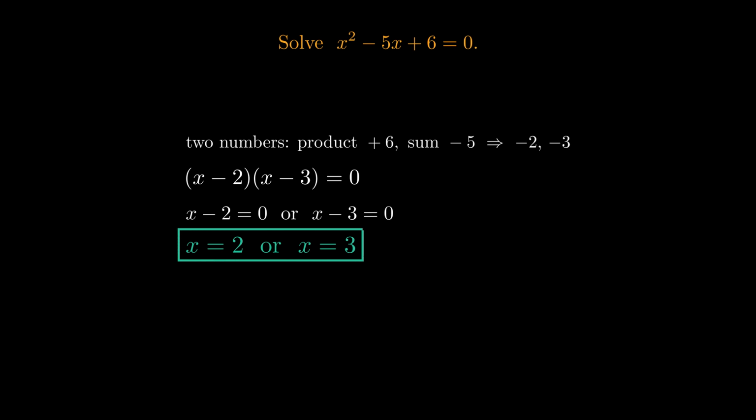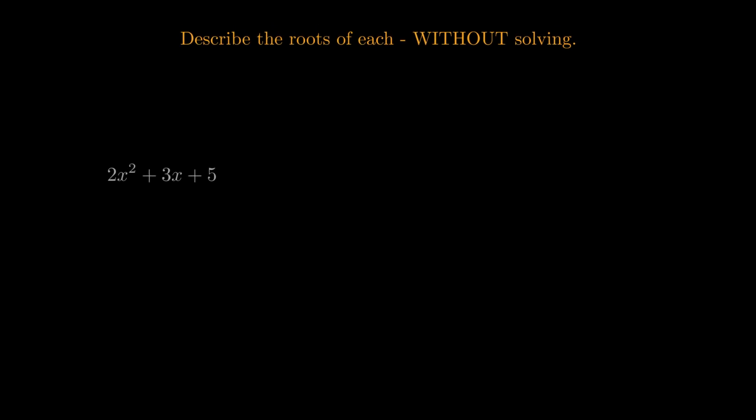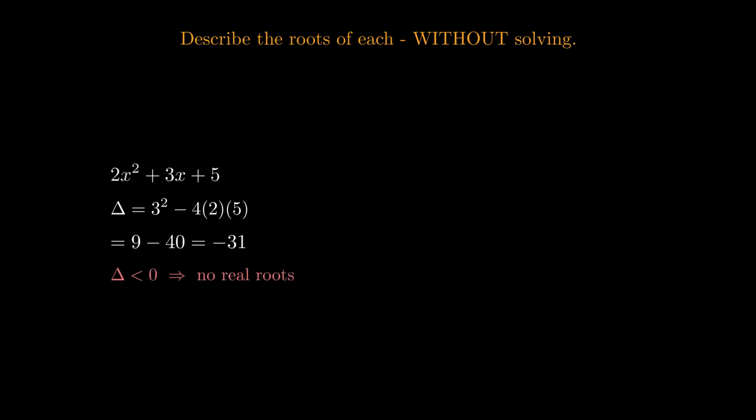Exactly what we found. The formula would give the same two answers. Factoring was just faster. Example 2 shows off the real power, describing the roots without solving. On the left, 2x² + 3x + 5. Just compute delta. 3² − 4 × 2 × 5. That's 9 − 40, which is −31. Negative. So with no solving at all, we know: no real roots. This parabola never touches the axis.